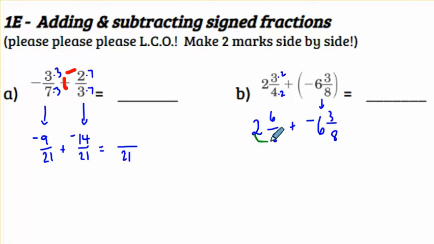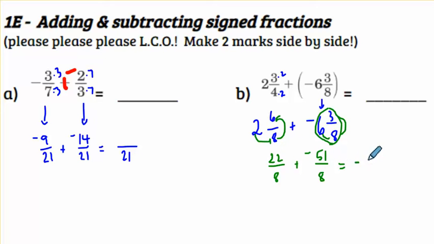So if I change this to an improper fraction, 2 times 8 is 16, plus 6 is 22. So that's 22/8. Now I'm going to take care of this whole thing and change it to an improper fraction and then remember the sign. So 6 times 8 is 48 plus 3 is 51/8. And then I can't forget that that's a negative. So this is what I wind up with. I wind up with a positive 22 eighths plus a negative 51 eighths.